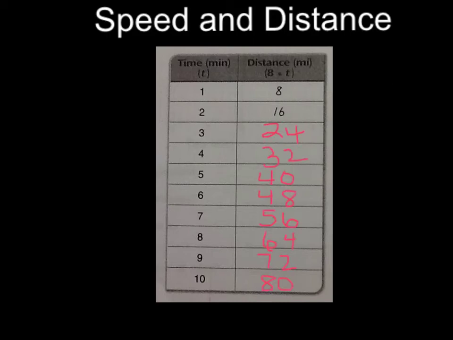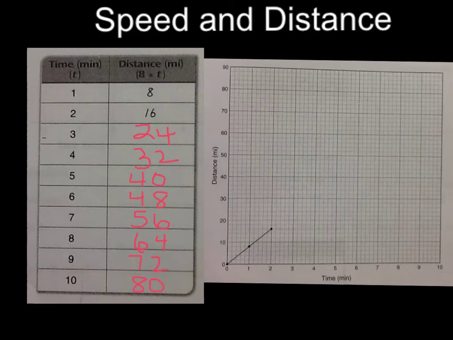Here you can see the completed chart. All I did was multiply 8 times whatever number was in this column. 3 times 8 is 24, 4 times 8 is 32, 5 times 8 is 40, 6 times 8 is 48, 7 times 8 is 56, 8 times 8 is 64, 9 times 8 is 72, and 10 times 8 is 80. Next, we need to create a line graph to show the rate of travel.